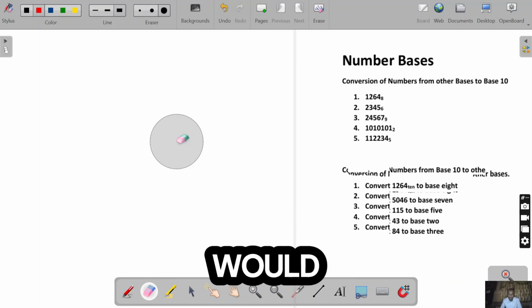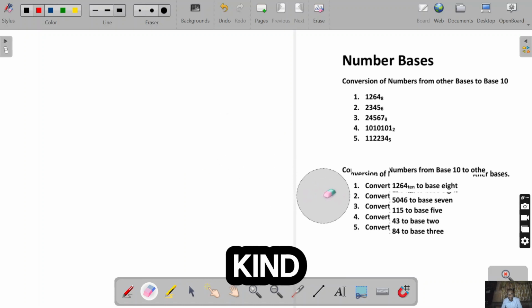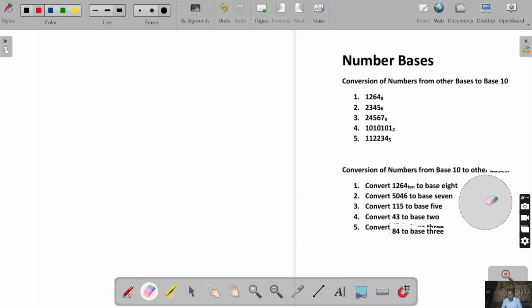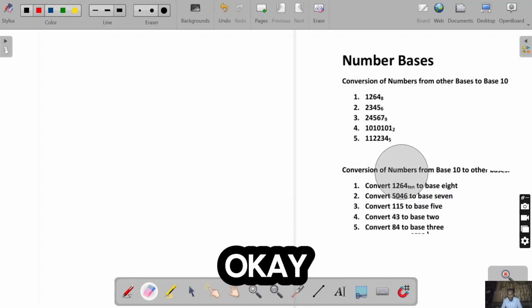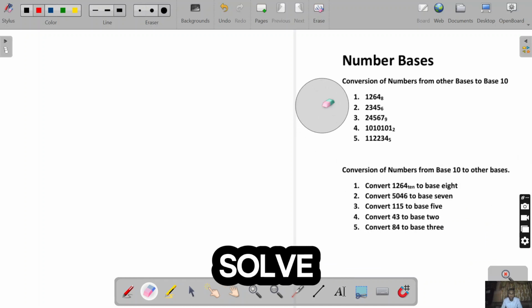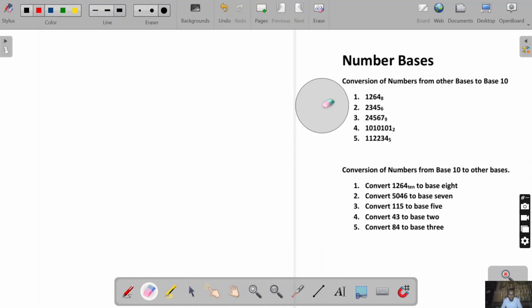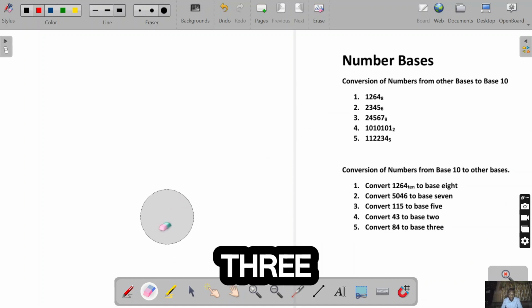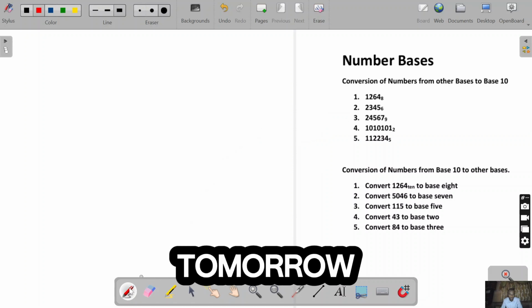I would want to call it a day for now because I can see the other question is kind of muddled up. Oh, I think it's clearer. Okay, we'll just solve the first 3 questions, then we'll continue number bases tomorrow.